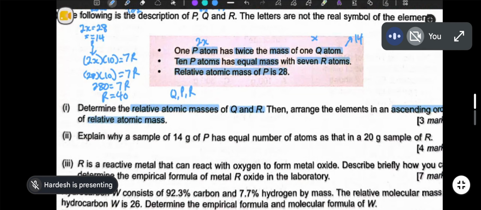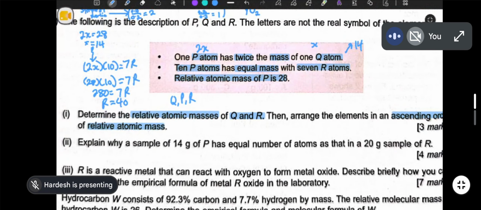Understand. Okay. Explain why a sample of 14 grams of P has an equal number of atoms as that in a 20 gram sample of R. Can anyone try and give me this answer? Jaya, can you try?